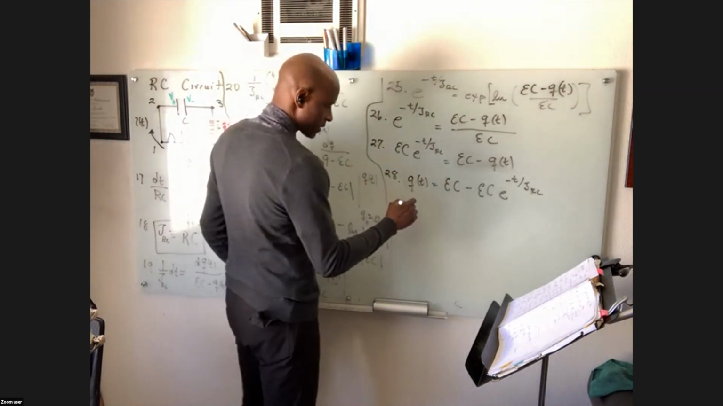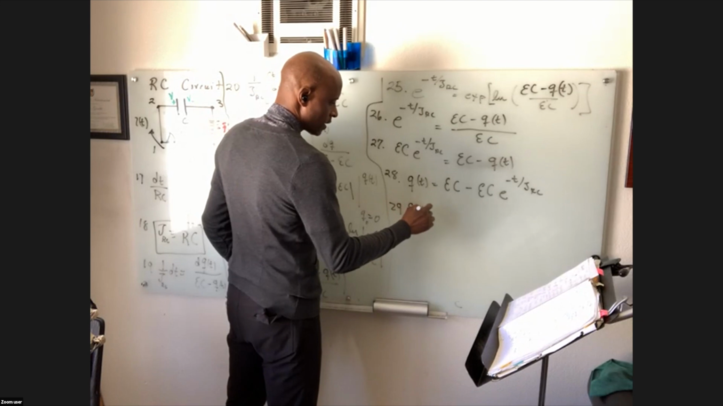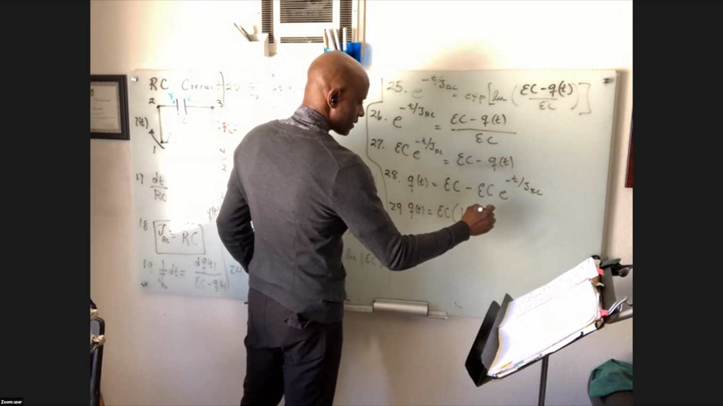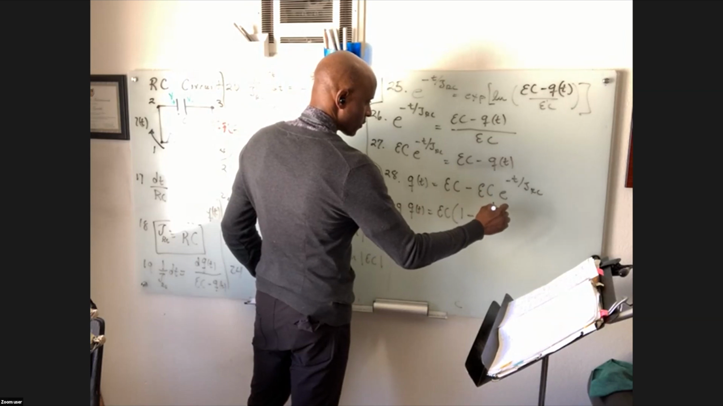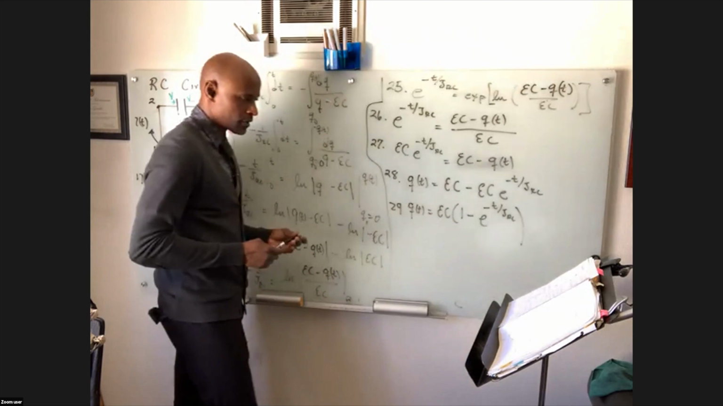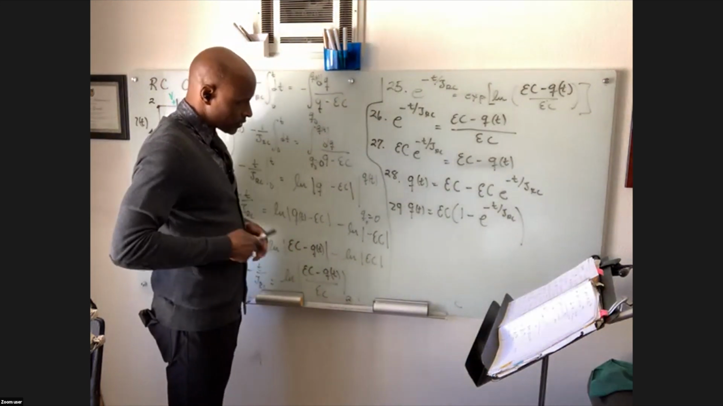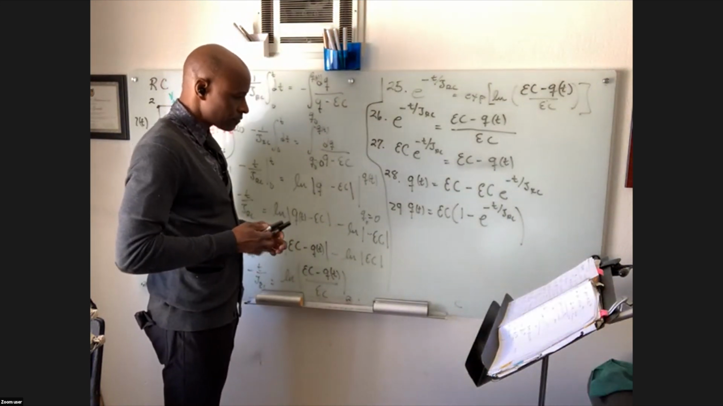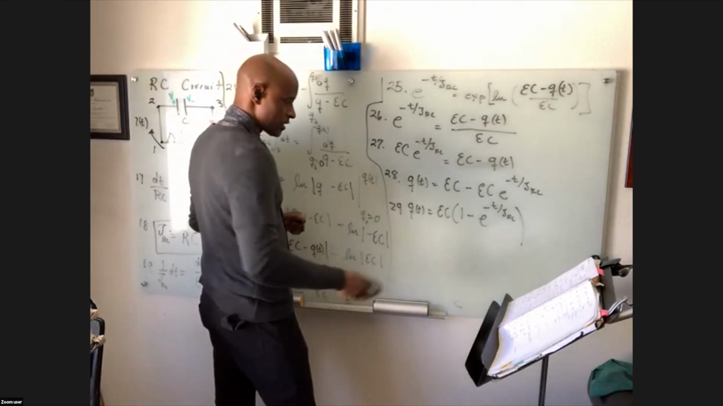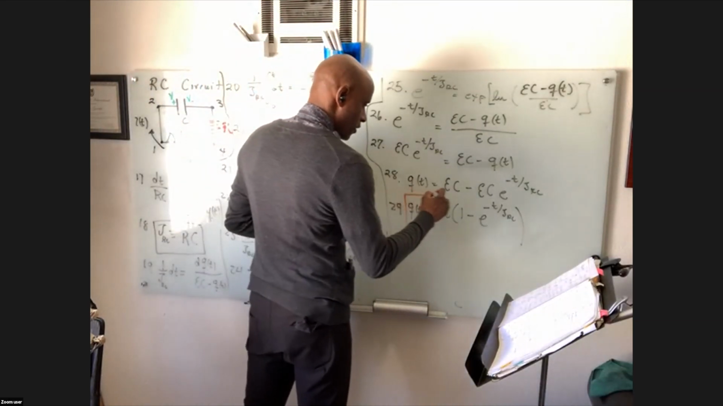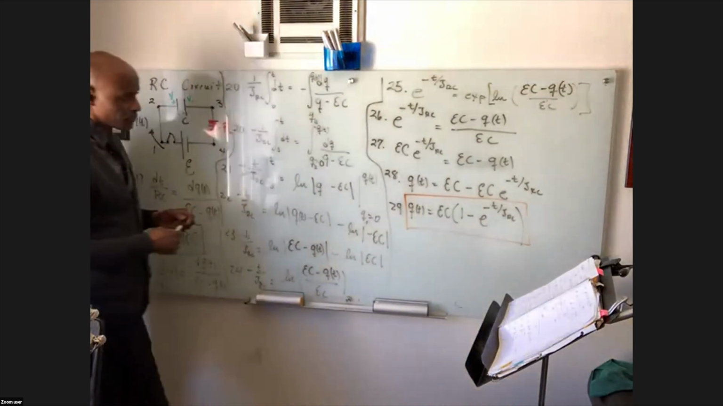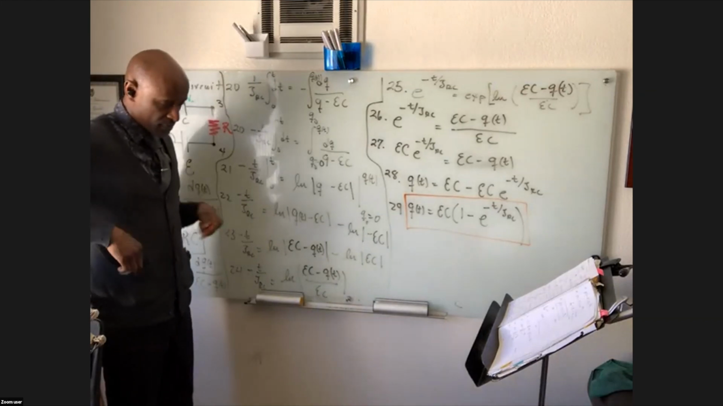So now I can write Q of T equals EC times (1 minus e to the minus t over tau RC). And that's the classic result that you get for the charge on the capacitor. We want to graph that and take a look at what that looks like. What it shows is that the charge on the capacitor grows exponentially with respect to time.